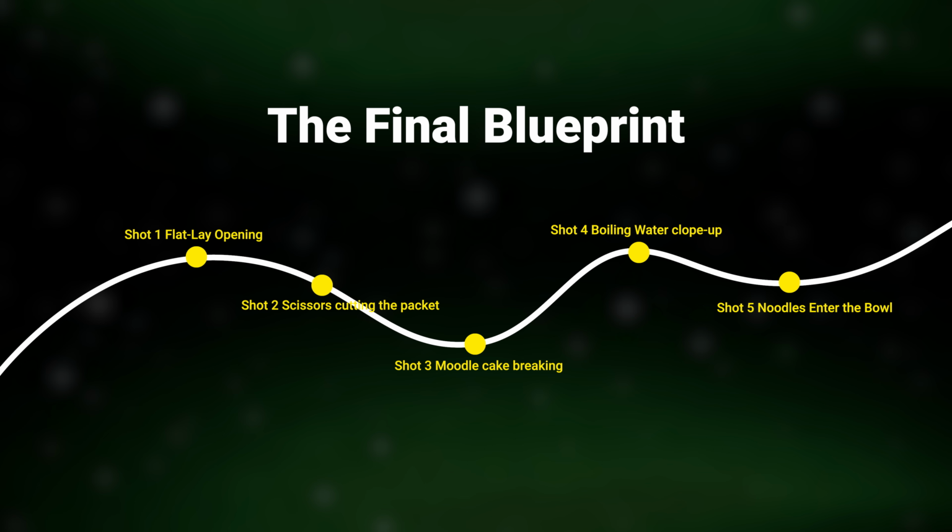I simply type this in ChatGPT. I'm creating a cinematic food advertisement for Maggi 2-minute noodles. I want to show the cooking process from packet to bowl. Break this down into a specific shot list with camera angles and details. And ChatGPT will give me an exact shot list. ChatGPT will convert your rough idea into a proper shot list. And our storyboard is ready.